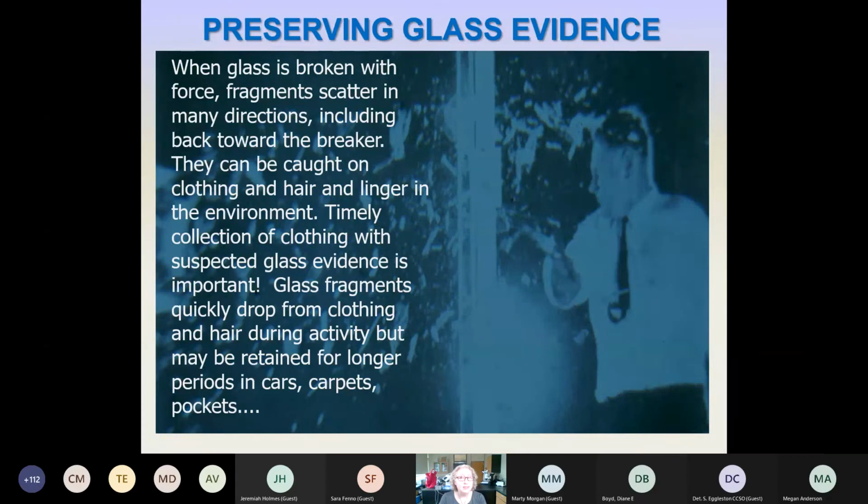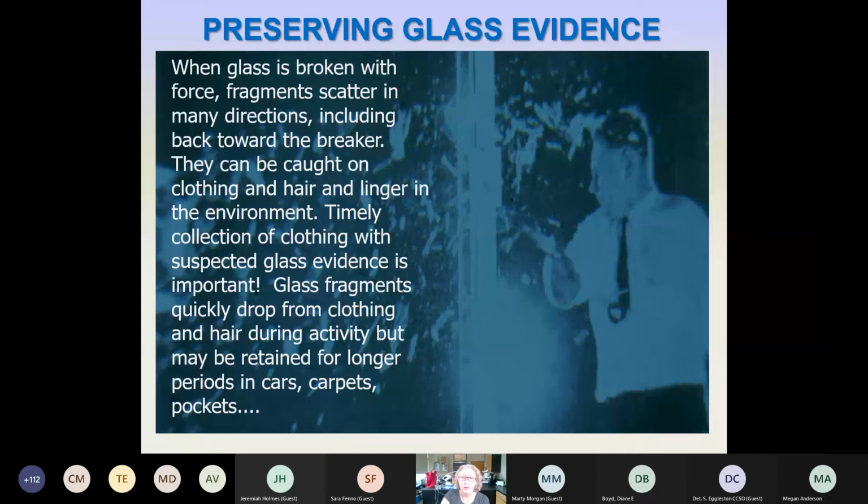And the amount of glass that sticks to the breaker is going to depend on how close they were, what was the height of the breakage compared to the height of the person, what kind of fabrics are they wearing, is it raining, is it dry, all these sorts of things. But as that glass falls, it can be retained in a car, on a carpet, even in someone's pockets, or between the laces of their shoes, on the treads of their shoes.